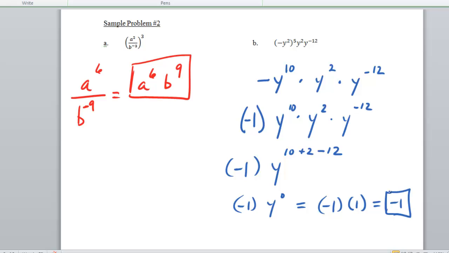So you can see that sometimes you'll get an expression with a ton of variables in it that could reduce or simplify down to just a numerical value. So be aware of that.